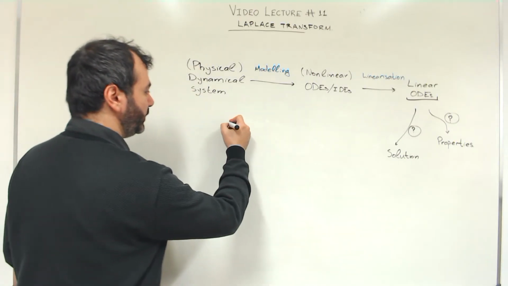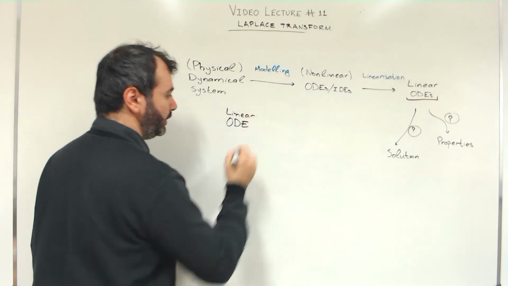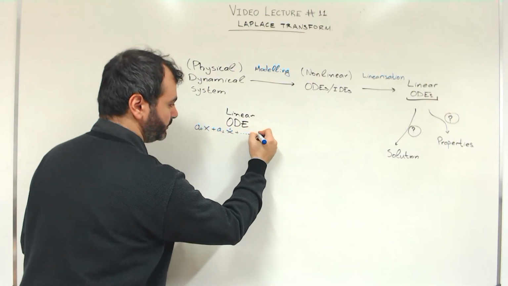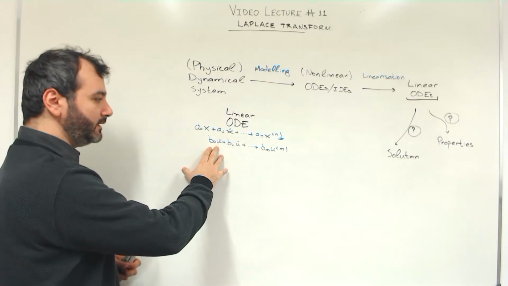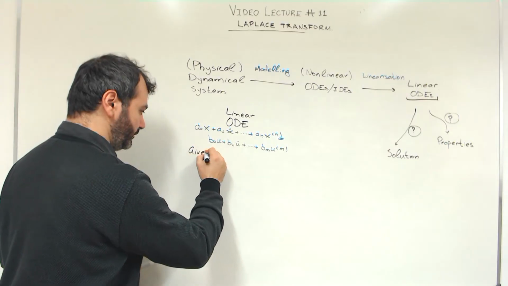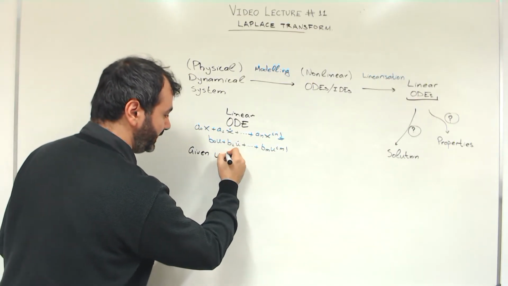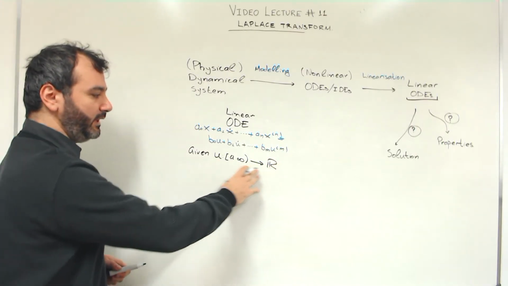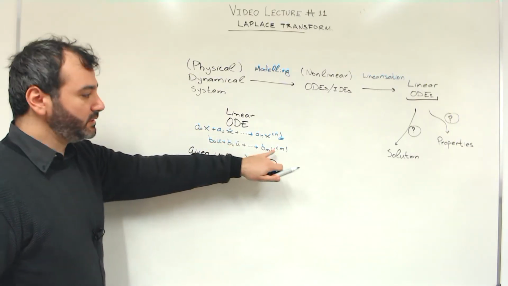To put it differently, we have a linear ordinary differential equation, which we know looks like that. And now the question is, given an input signal u, which is a function of time, a function that takes us from the time variable to the reals. Let's say that we only have one input variable, we don't have vectors here, just single inputs and single state variables.